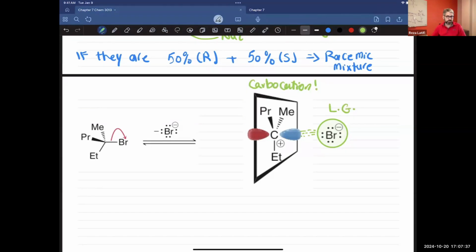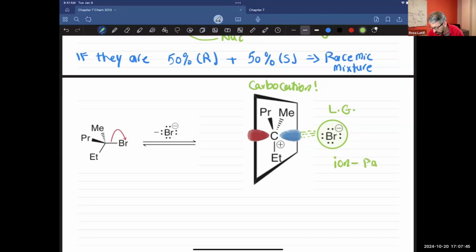Okay, so there will be interaction between them. And what do we call it? This type of interaction we call an ion pair. Okay, so we've got ion pairs, and we've got two ions, one with a positive and one with a negative charge, and those two are not that terribly attached to each other, but there is interaction between them.